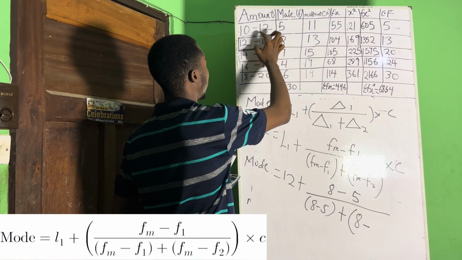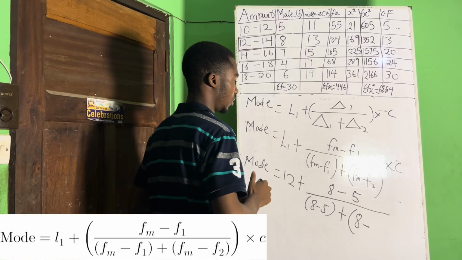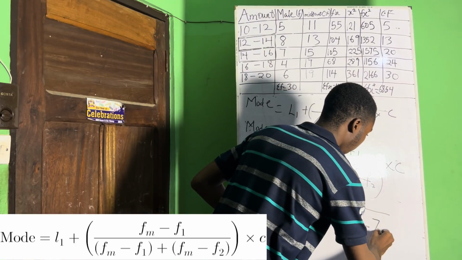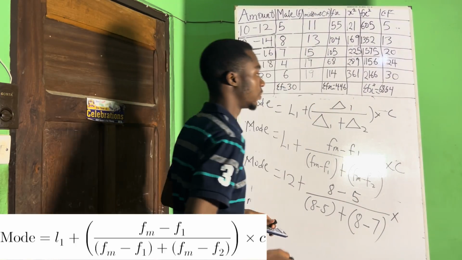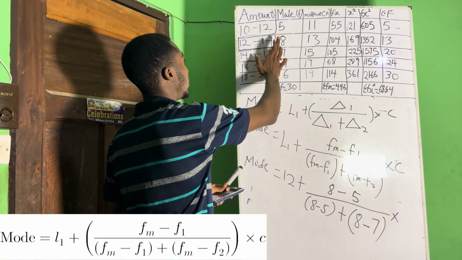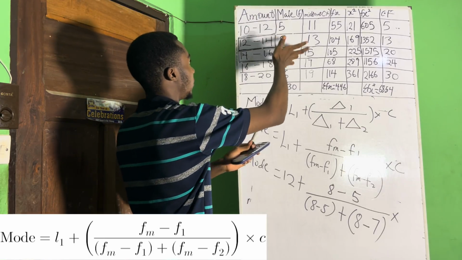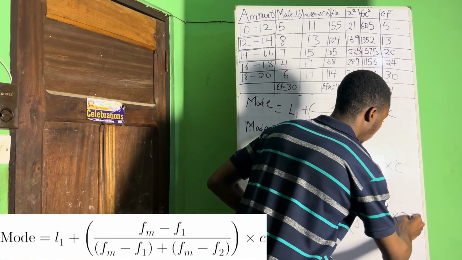We've established that 12 to 14 is our modal class. The frequency after 8 is 7. So 8 minus 7. Alright, then times C. And what is our C? Our class width, which is 12 minus 10, or 14 minus 12. Just the upper boundary minus the lower boundary. And we already said that one was 2.